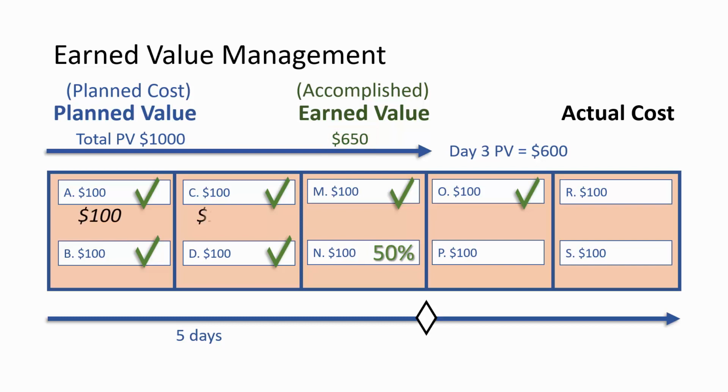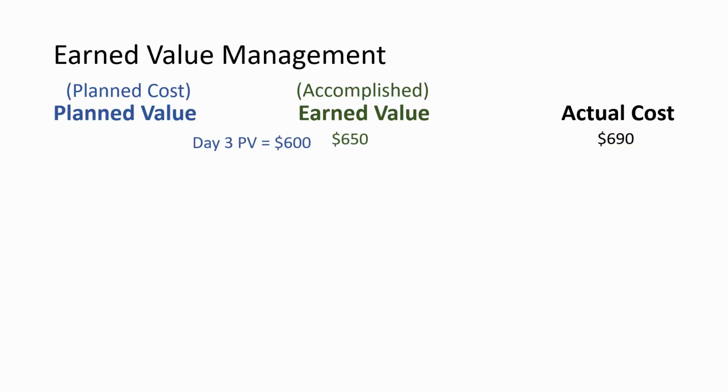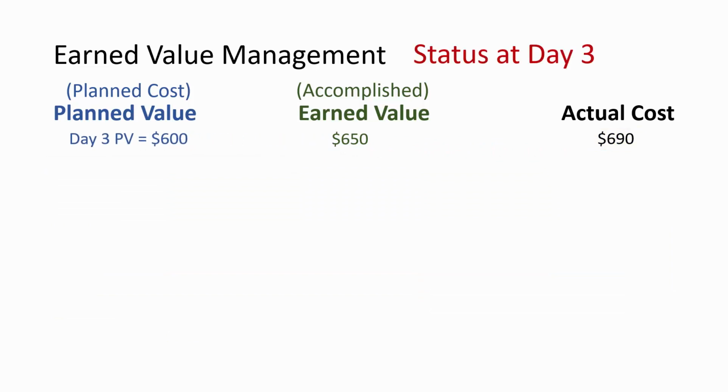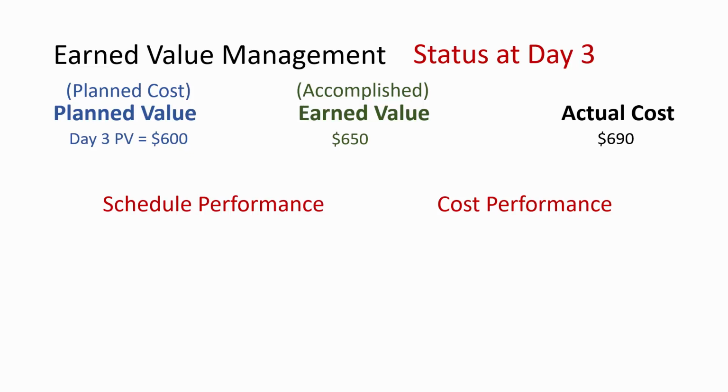The team has recorded their cost per activity for a total of $690. So how are they doing? After 3 days, we have this information. The totals we have give us schedule and cost performance summaries.